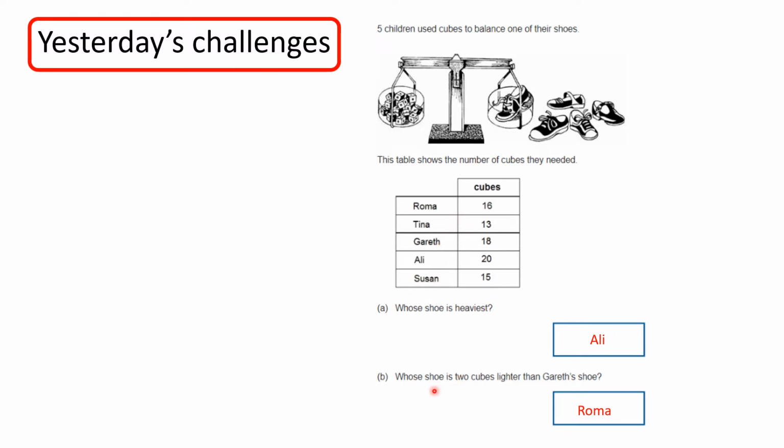Question B said, whose shoe is 2 cubes lighter than Gareth's shoe? So first of all, we needed to look at Gareth, whose shoe weighed 18 cubes. And to find 2 less, or 2 cubes lighter, we should have subtracted 2 from 18, which should give us 16, which means that Roma's shoe was 2 cubes lighter than Gareth's.